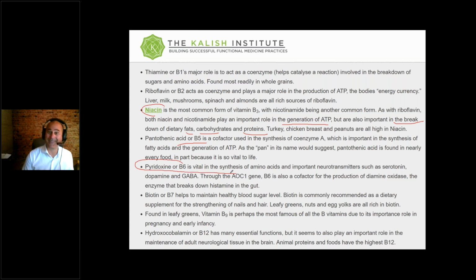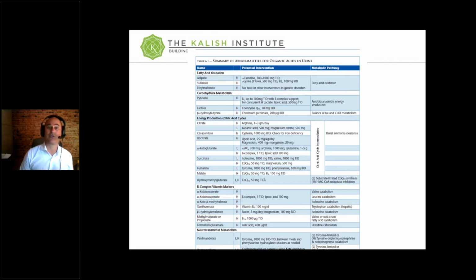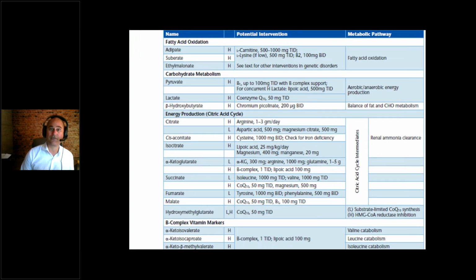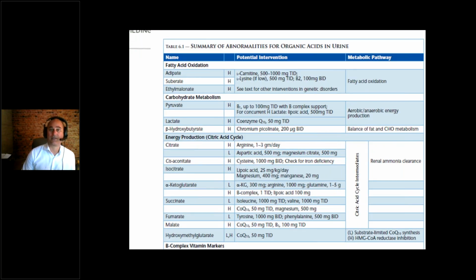Pyridoxine or B6 is vital in the synthesis of amino acids and important neurotransmitters such as serotonin. It's also a factor in the breakdown of amino acids. How interesting is that? B6 helps assemble them and break them down both. So we just have to remember, B vitamins take on extraordinary importance when we're thinking about amino acids. And here's a nice little chart from Richard's book that talks a little bit about this in terms of the lab workup. We're going to look at the lab tests in a minute, so just kind of priming you for that. So for example, fatty acid oxidation or fat metabolism requires some B vitamins.